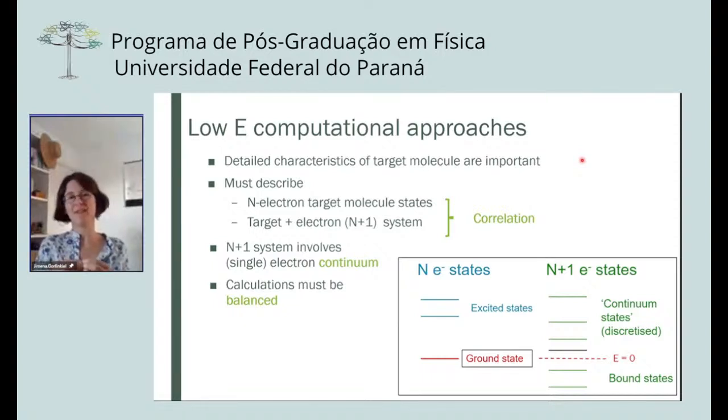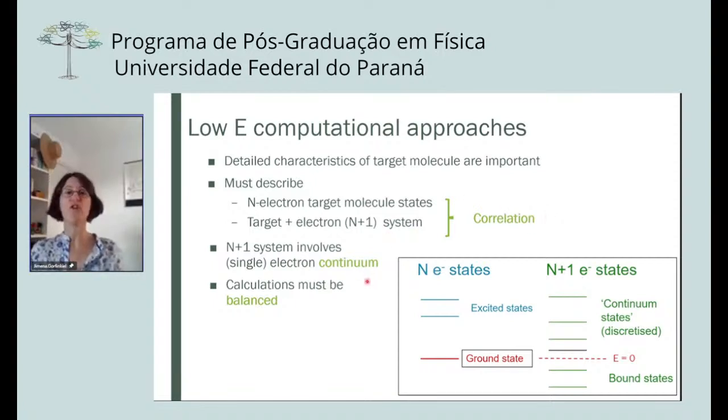Now, we must describe in this case the states of our target before it interacts. And if you're interested in studying electronic excitation, it's not just the ground state of your molecule, the electronic ground state, but also the excited states, and we also need to describe the states of the target plus the additional electron, the projectile electron. And if you want to describe these states accurately, in a lot of cases, you need to take into account the correlation. You need to describe correlation well. So correlation is an important thing to do.